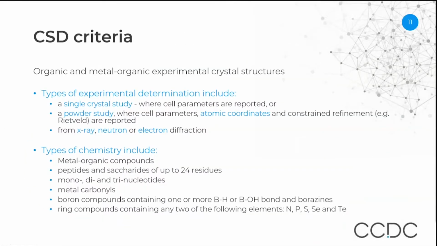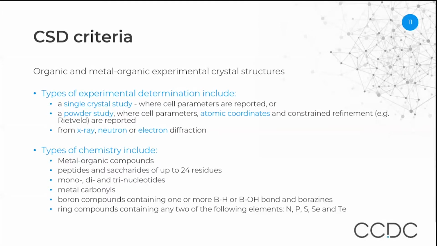So if we look at the criteria for inclusion into the CSD in a bit more detail, we can see the CSD contains single crystal and powder structures where coordinates have been refined. We can also find structures determined by X-ray, neutron or electron diffraction. Most structures, I think it's fair to say, contain a carbon or a carbon-hydrogen bond, but there are slightly more refined criteria, as we can see on the slide.